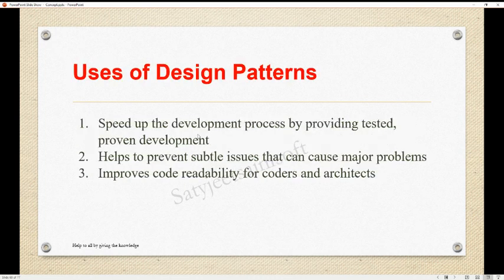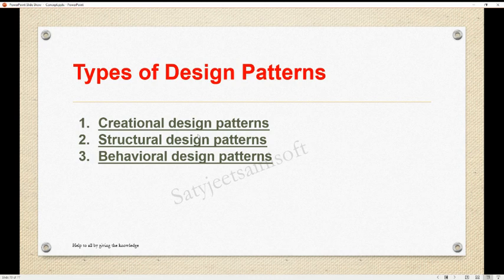Coming on to the use of design pattern, first is the speed up of the development process because it provides tested, proven development. The second one is helping to prevent subtle issues that can cause major problems. The third one is improved code readability for the coder and the architect, because both are very familiar with the design pattern. And as an architect or as a coder, you should be aware of the design pattern. Now the types of the pattern. So the types of the pattern are creational, structural, and behavioral.